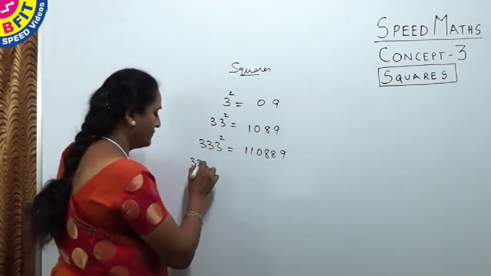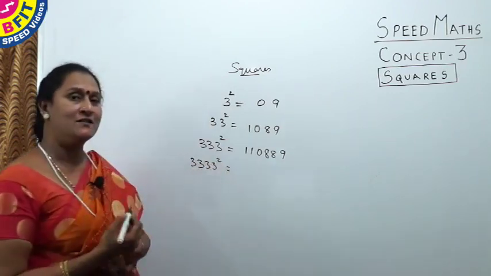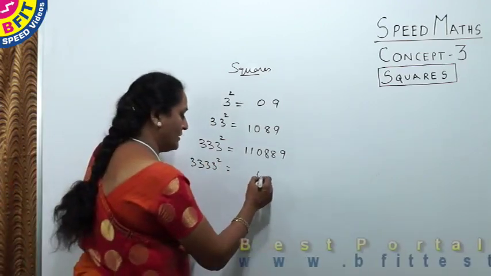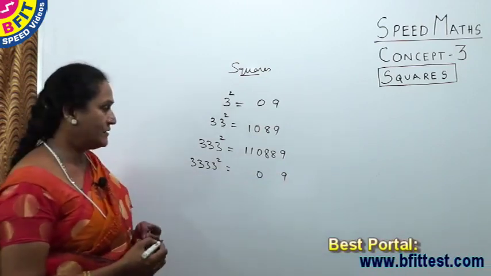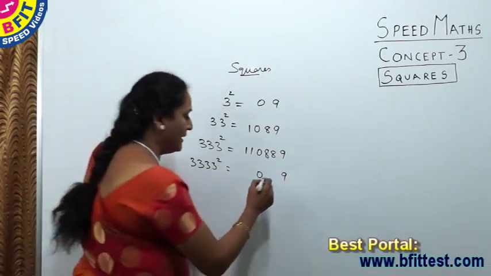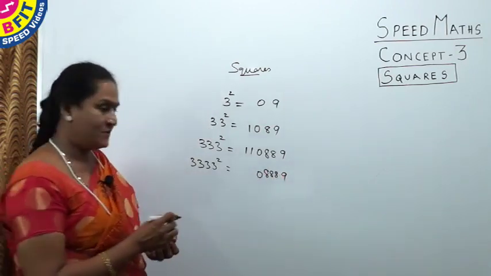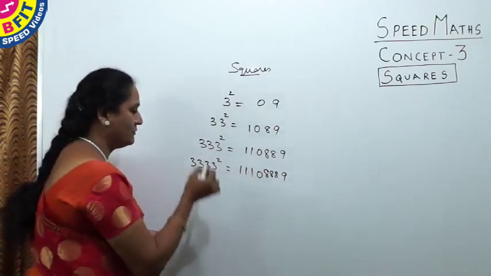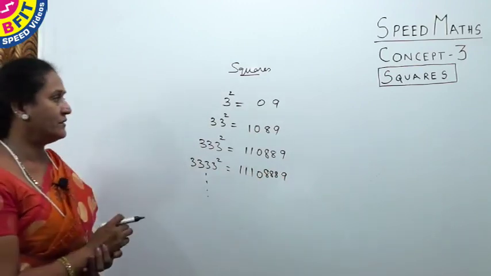Suppose it is four 3s. Now what will be the answer? Write this 0 and 9. How many 3s do you have? Four 3s. Now write three 8s in the middle, and how many 1s? Three 1s. So on, you can find squares of numbers where you have many 3s.